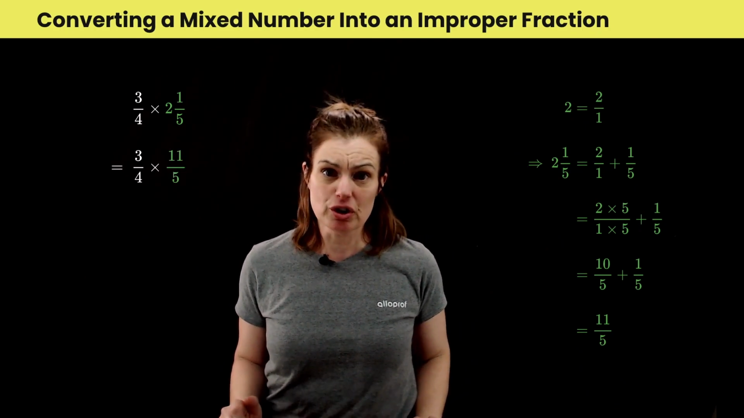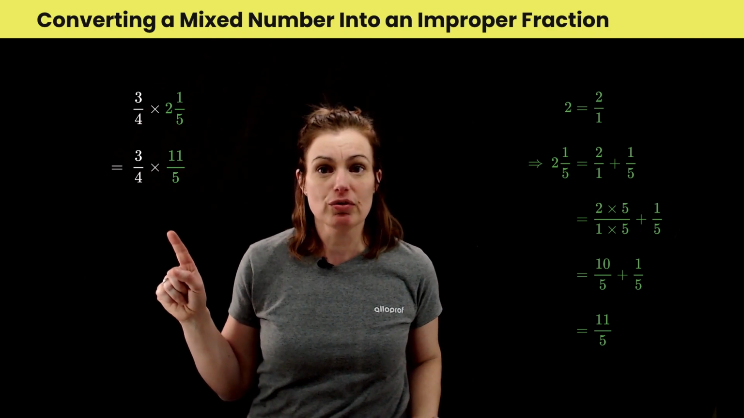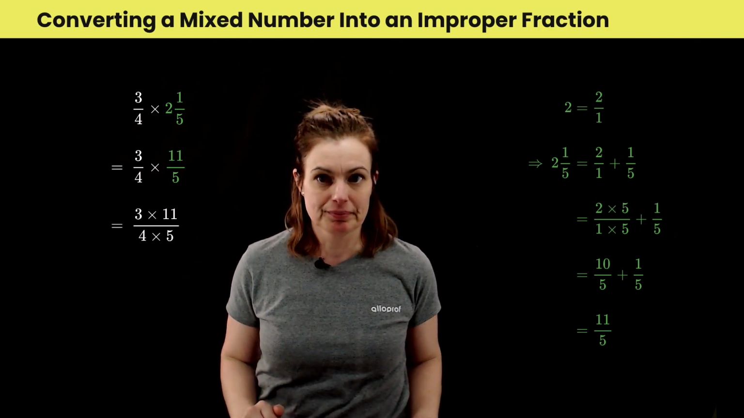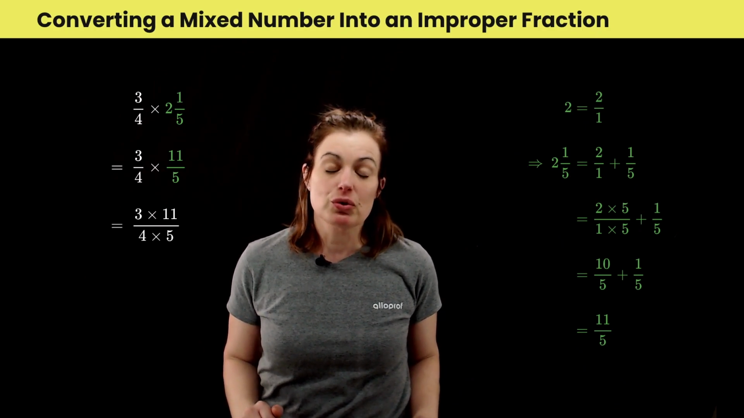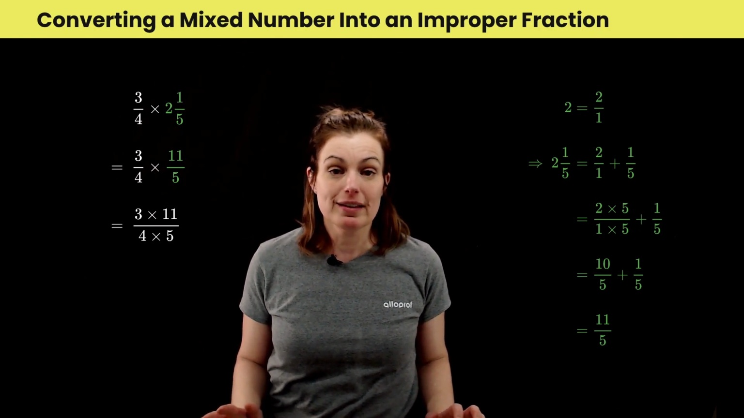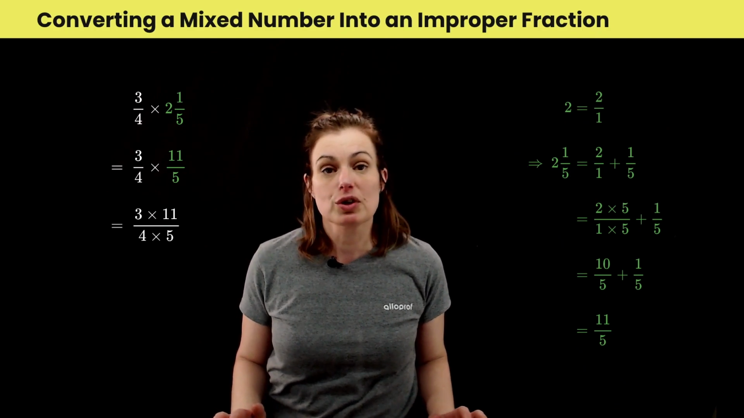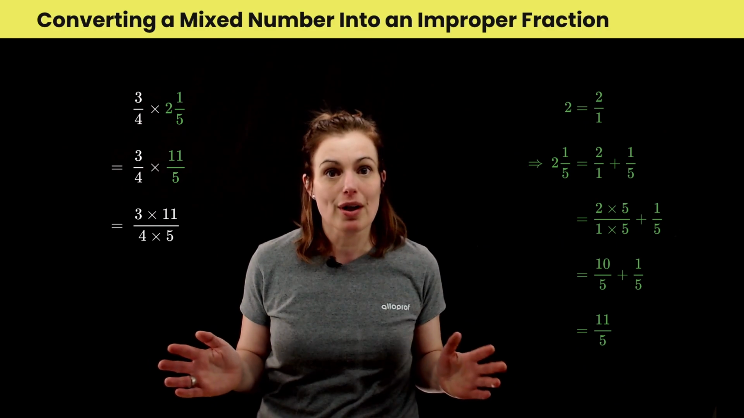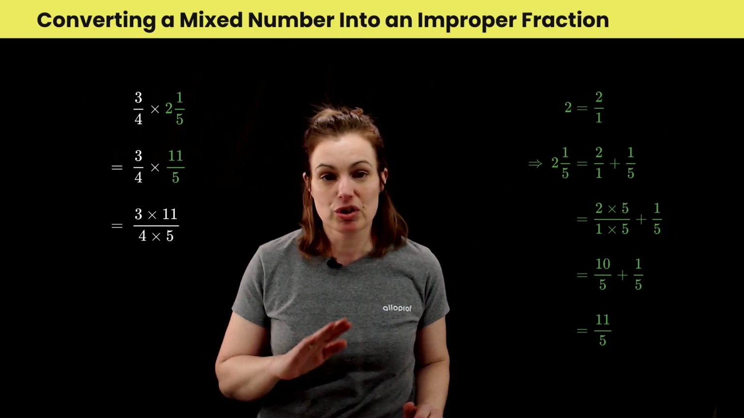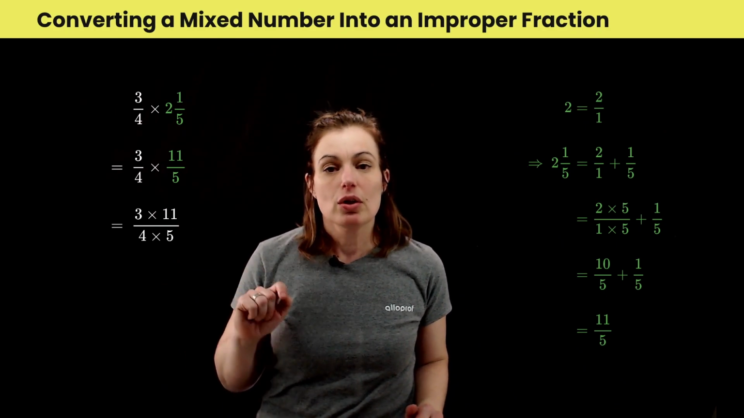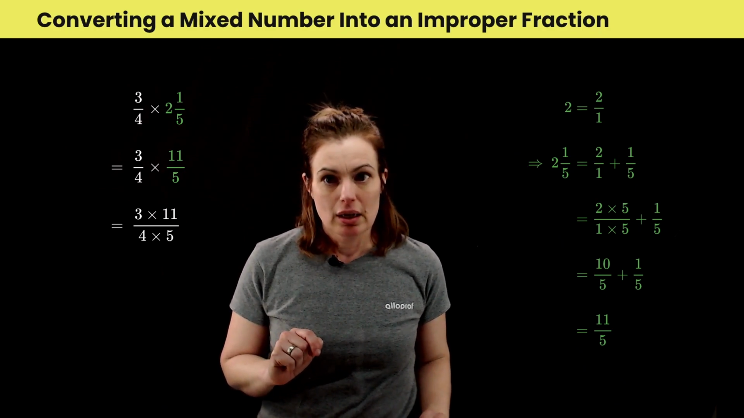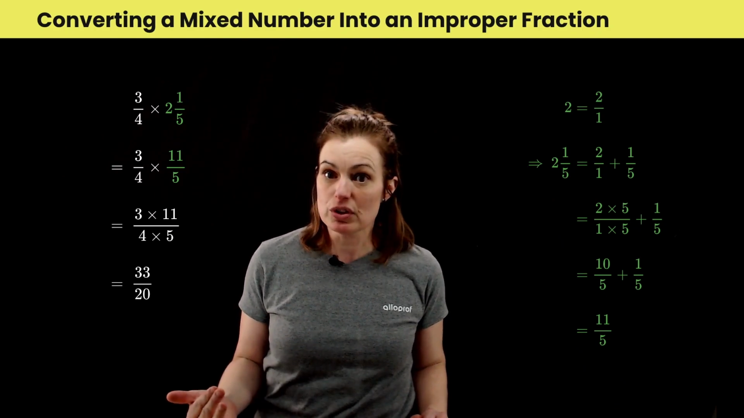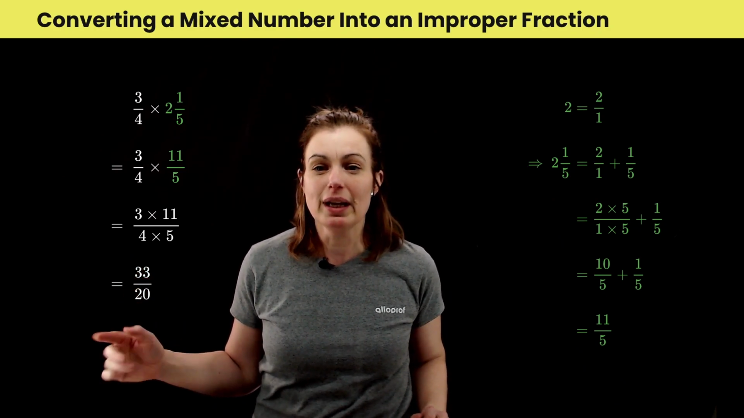So our original problem now becomes 3 over 4, or 3/4, multiplied by 11 over 5. And once again, we just want to multiply the numerator by the numerator and the denominator by the denominator. And of course, because this is a multiplication, we don't have to worry about the fact that the denominators are not the same number, right? We just multiply them. So 3 times 11 gives us 33, and 4 times 5 gives us 20. So our end result here is 33 over 20.